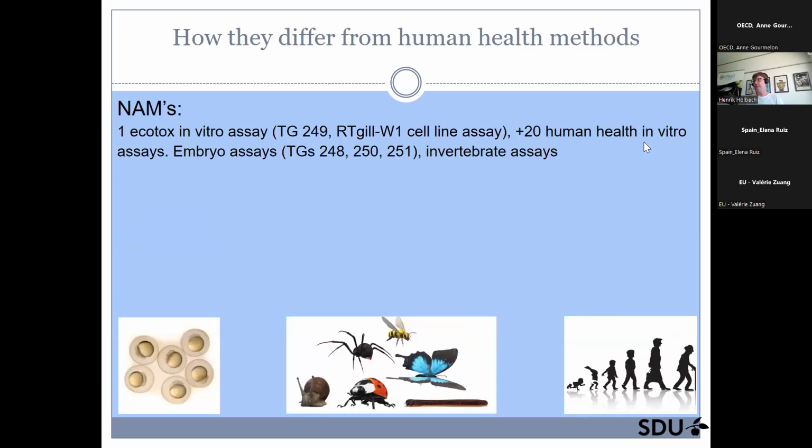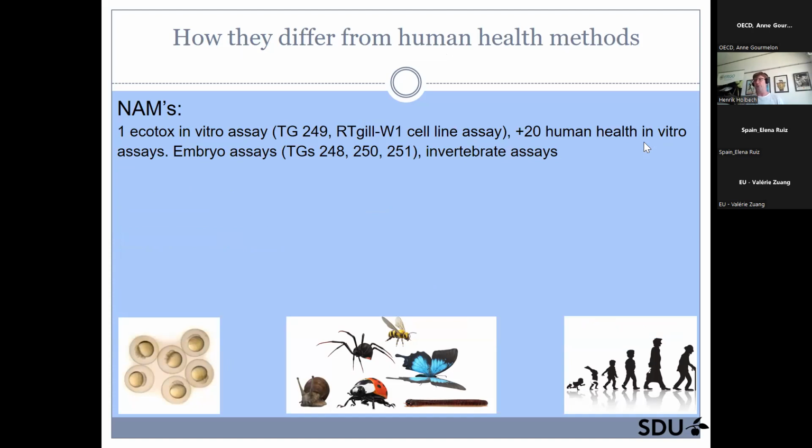Next slide, please. So just how do these different new approaches differ from the human health methods? Let's start with the NAMs. If we look into the test guidelines and in vitro assays, there is one for ecotoxicity, and that's the TG249 that was adopted last year, the rainbow trout gill cell line assay.